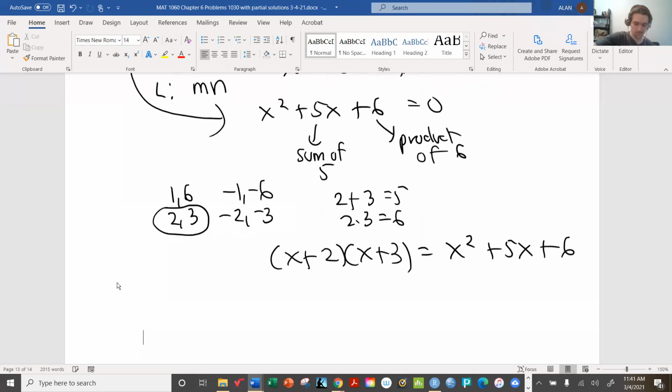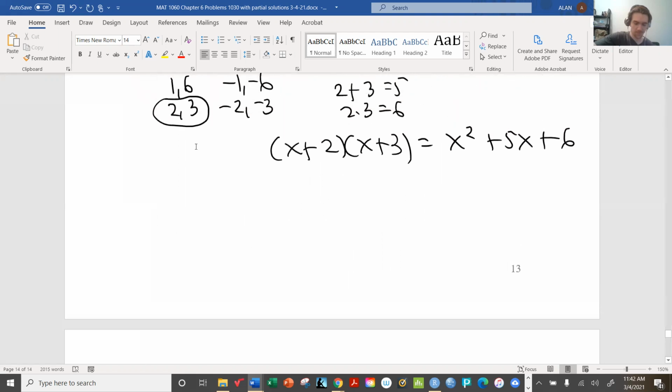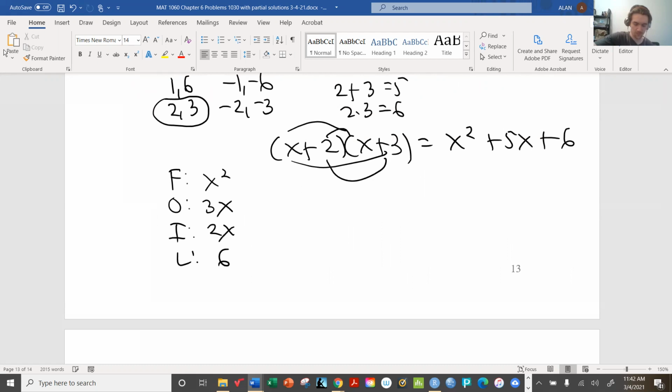Now, if you want to, you can prove that with FOIL. I mean, you don't have to. Might be a useful bit of practice. X squared, 3x, 2x, 6. What do you know? It works.